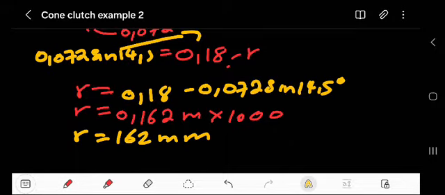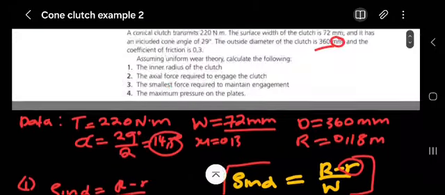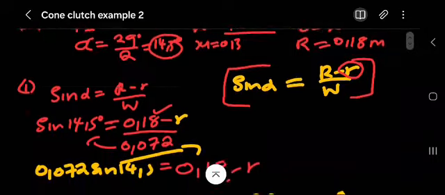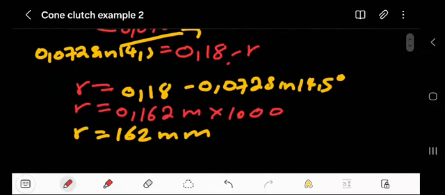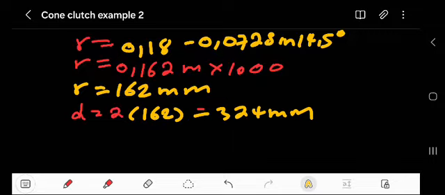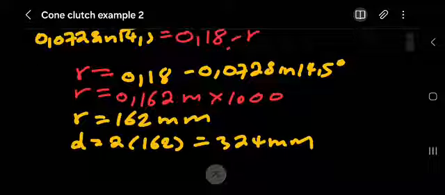Then they say they want what? The inner radius of the clutch. Then they found the inner radius of the clutch. That is it. This is what they wanted. But you must know even the outer diameter. For argument's sake, if you wanted to calculate outer diameter, you're going to multiply by that, whereby if you multiply it will be 324 millimeter. For argument's sake, if they wanted you to calculate the inner diameter.